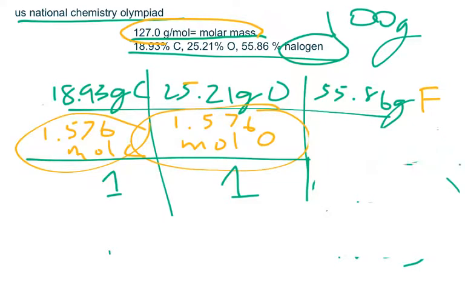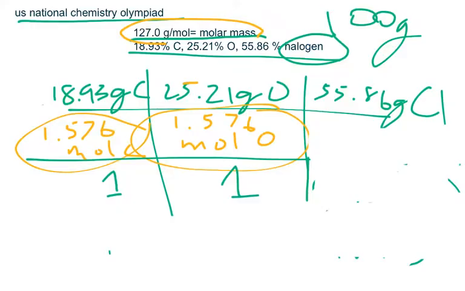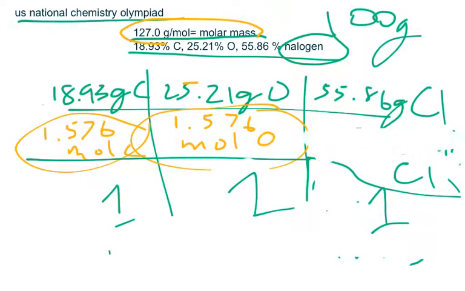So let's erase fluorine and let's look at our next element, chlorine. So chlorine is another halogen, 35.45. So we are going to take 55.86 and divide by 35.45. And we get 1.576 moles of chlorine. Now that looks right, because if we divide everything by 1.576, we simply get a 1:1:1 ratio. So at this point, I'm thinking to myself, this has to be chlorine because it just fits so perfectly. But of course, we have to be careful.